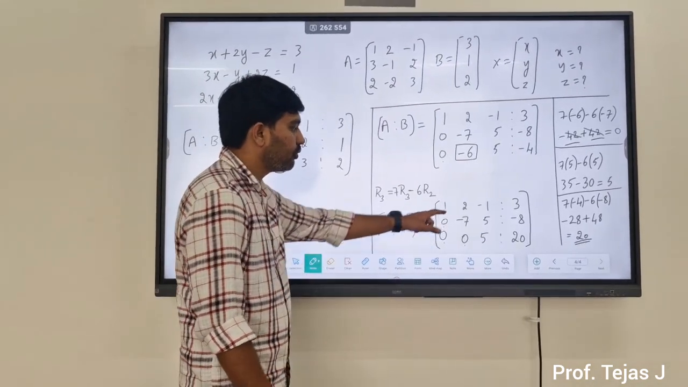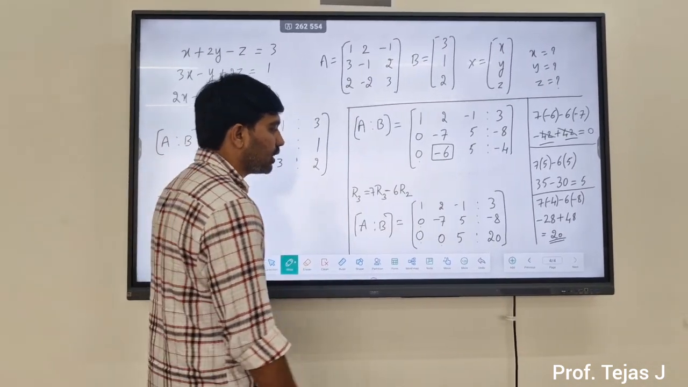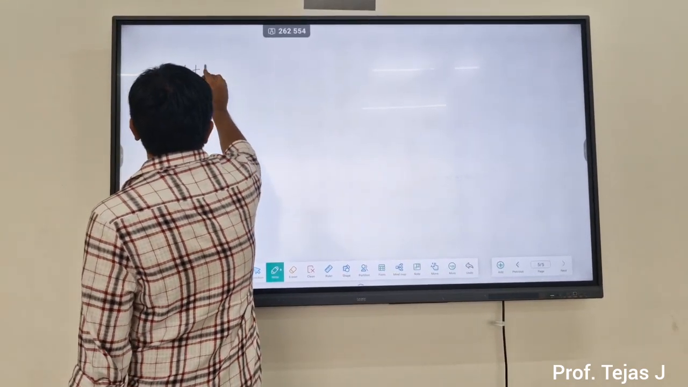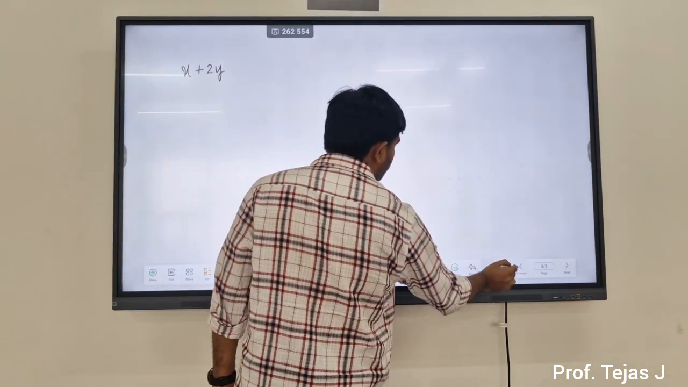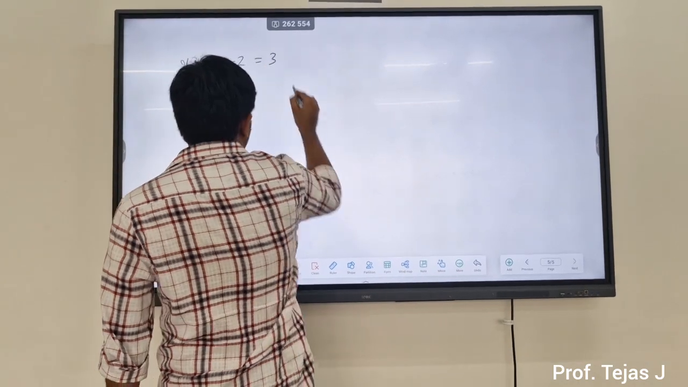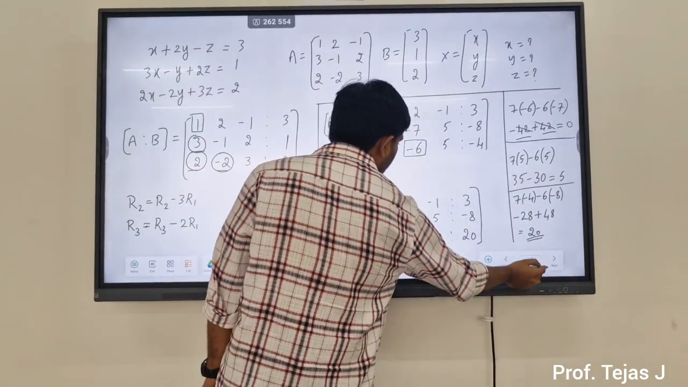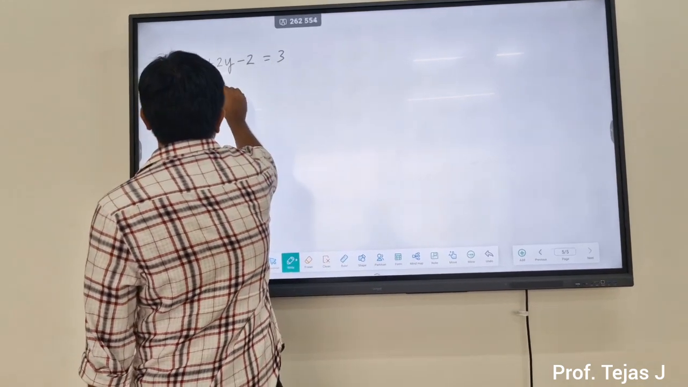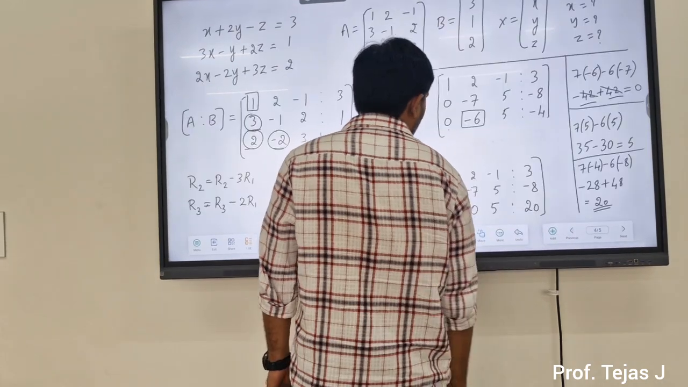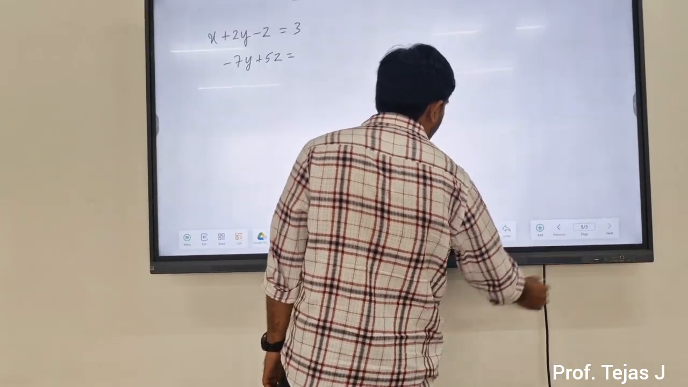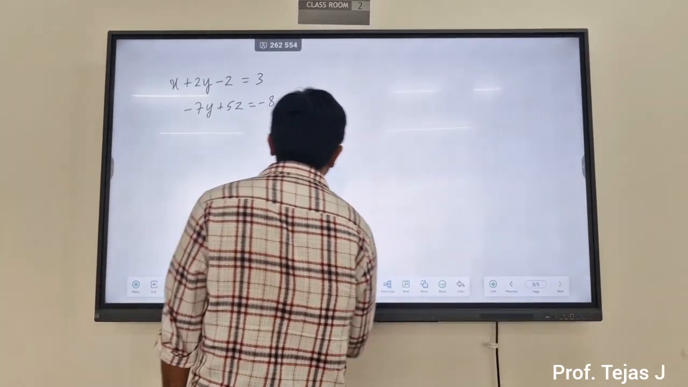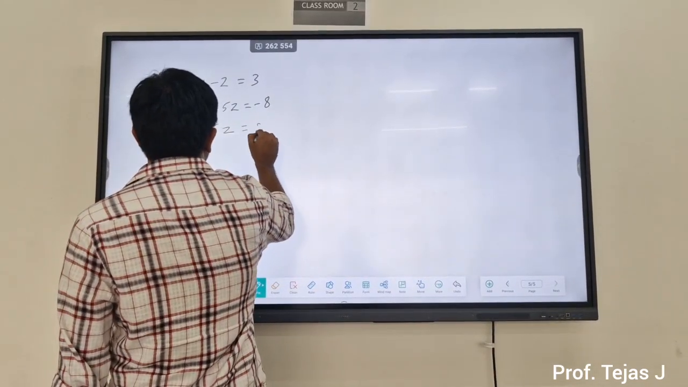We have made those 3 values 0, that's the end of converting to an echelon form. Now we make the matrix into equation form. So what can we write? We can write it as x plus 2y minus z equal to 3. And the second row will be the second equation, which is minus 7y plus 5z equals minus 8. And the third row will be equation 3, 5z equal to 20.